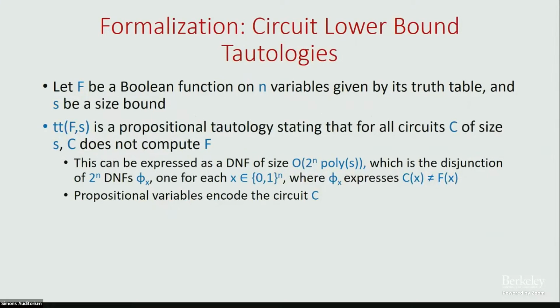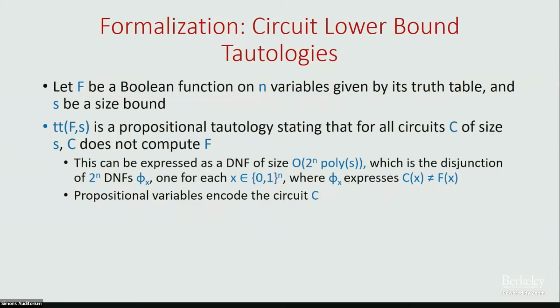Now we can formalize what it means for a function to be hard. Given a Boolean function given by its truth table and a size bound, if the function is hard, we can write a propositional tautology that says that for all small circuits C, C doesn't compute F. So this is saying for all C of size S, C doesn't compute F. And it's easy to write this as a DNF of size order 2 to the n times poly of S, where there are smaller DNFs, each of which is saying that C of X is not equal to F of X, and you're just taking the disjunction of all of these.